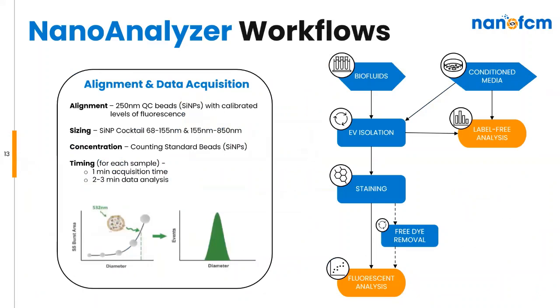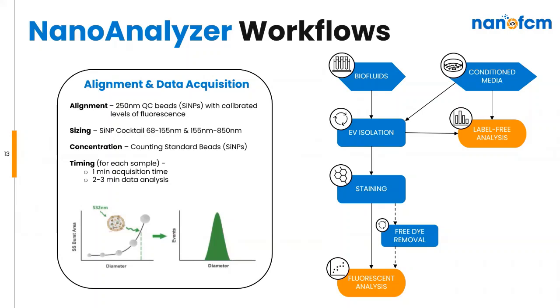So here I just want to highlight the workflows a user can expect with the NanoAnalyzer. For daily setup of the instrument, fluorescent quality control beads are run to align the system to allow comparison between individual runs over multiple days. These QC beads also act as a concentration standard. And then a silica nanosphere cocktail is used as a size reference standard, and this is due to silica's similar refractive index to EVs. So from here, a standard curve is constructed from the particle sizes and their side scattering intensity.